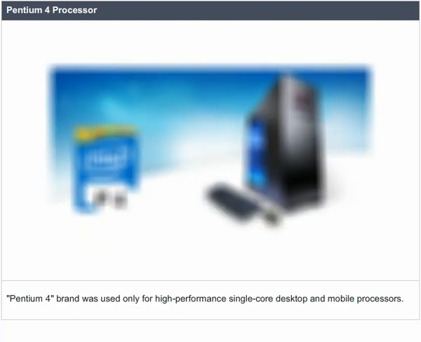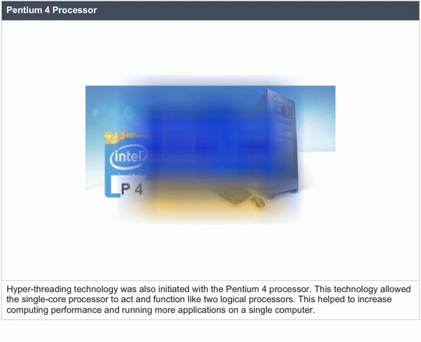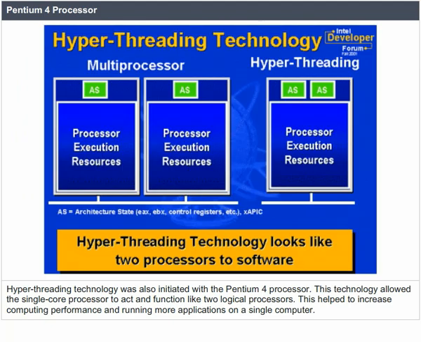The Pentium 4 brand was used only for high-performance single-core desktop and mobile processors. Hyperthreading technology was also introduced with the Pentium 4 processor. This technology allowed the single-core processor to act and function like 2 logical processors. This helped to increase computer performance and run more applications on a single computer.